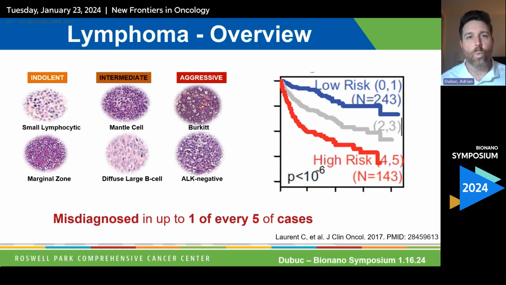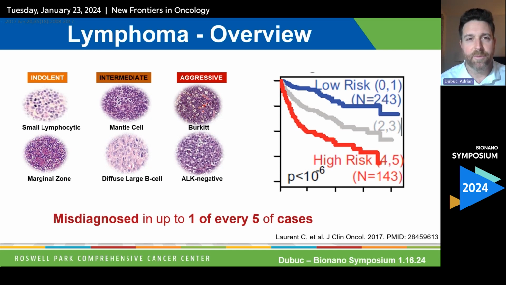I'm sure this audience is well aware of what lymphoma is, but by way of brief overview, lymphomas represent a heterogeneous collection of malignancies resulting from the proliferation of lymphocytes. And these entities range from indolent diseases to highly aggressive variants with a rapid disease course.